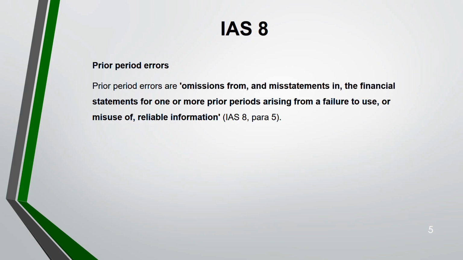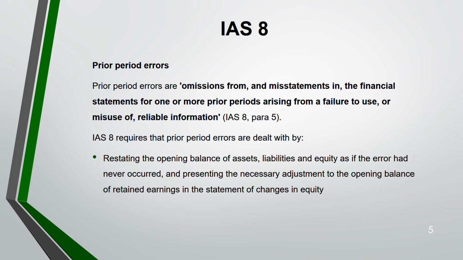Coming to the prior period error. Error means if you omit or misstate your financial statements for one or more periods, or misuse reliable information, that's an error. So now you have to correct the error. How are you going to deal with the error? By restating the opening balance of assets, liabilities and equity as if the error had never occurred. This is the same as change in accounting policy. So you are dealing with error and accounting policy in the same way, retrospectively.